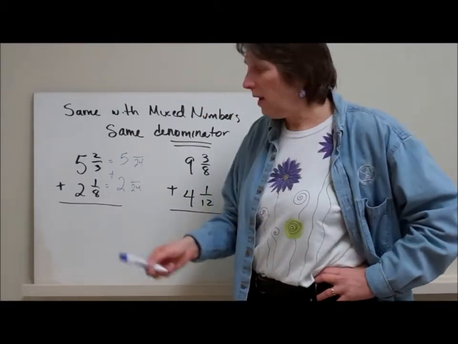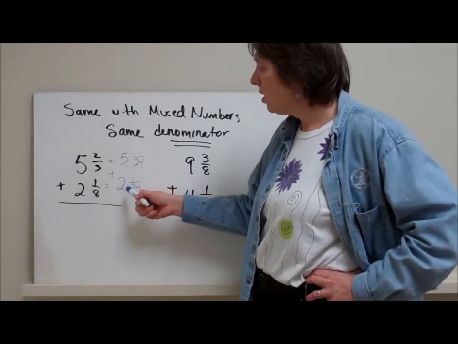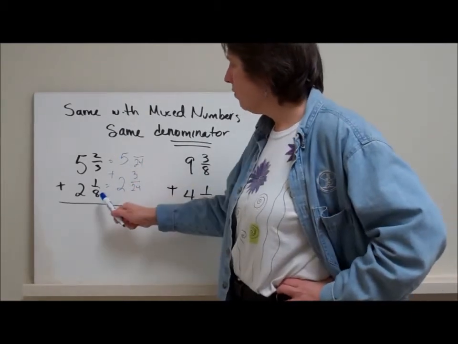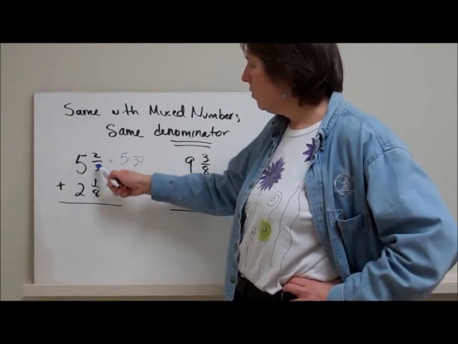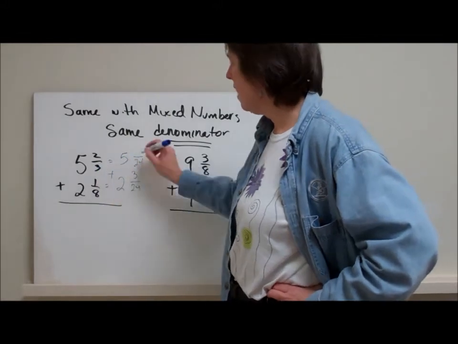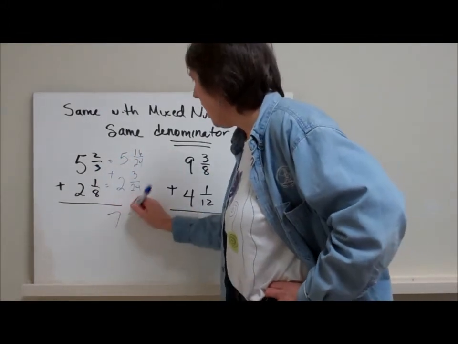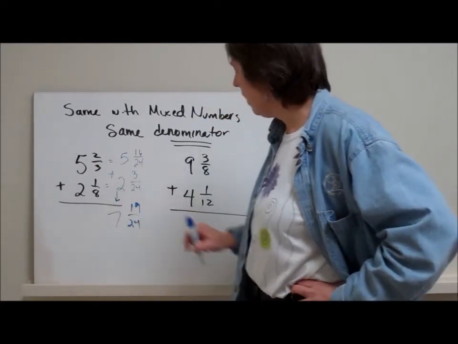This should be old hat now. We're going to make an equivalent fraction of 1/8 into 24ths, which becomes 3 24ths, because 8 goes into 24 3 times, and 3 times 1 is 3. For 2/3, we want to make an equivalent fraction. 3 goes into 24 8 times, and 8 times 2 is 16. We add and get 19 24ths. Don't forget to add these two.